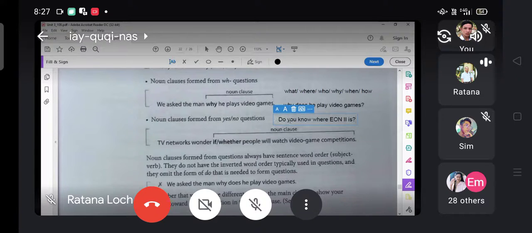Because you can see the first sentence, right? The first sentence is a direct question. Okay. Direct question. Do you know? Right? Do you know where Eon is?